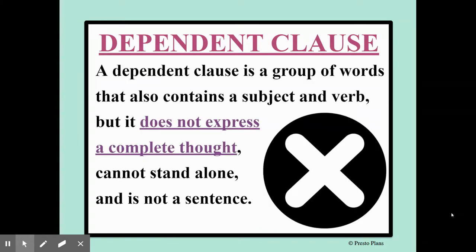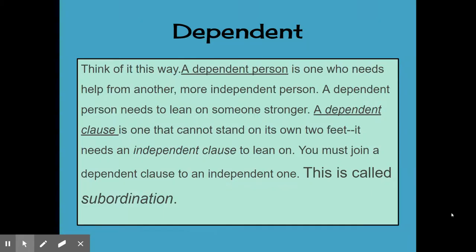Dependent clause. A dependent clause is a group of words that also contains a subject and a verb, but it does not express a complete thought. It cannot stand alone. It is not a sentence. Think of it this way. A dependent person is one who needs help from another, a more independent person. A dependent person needs to lean on someone stronger.